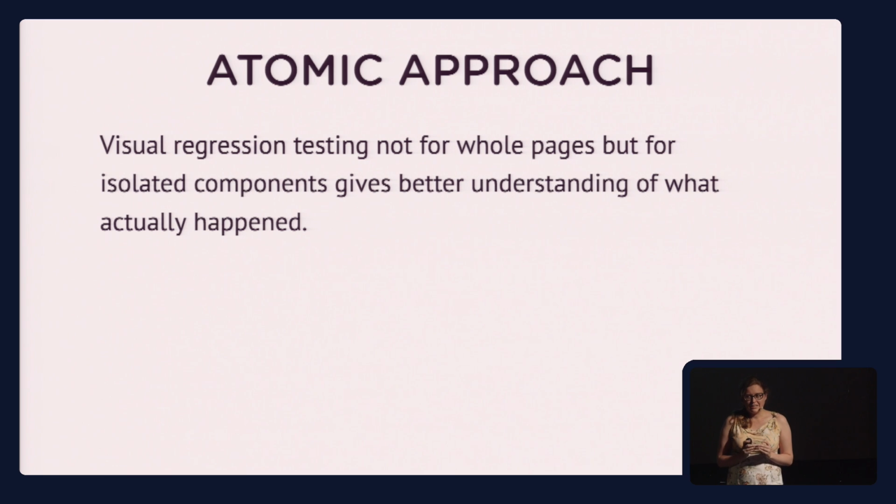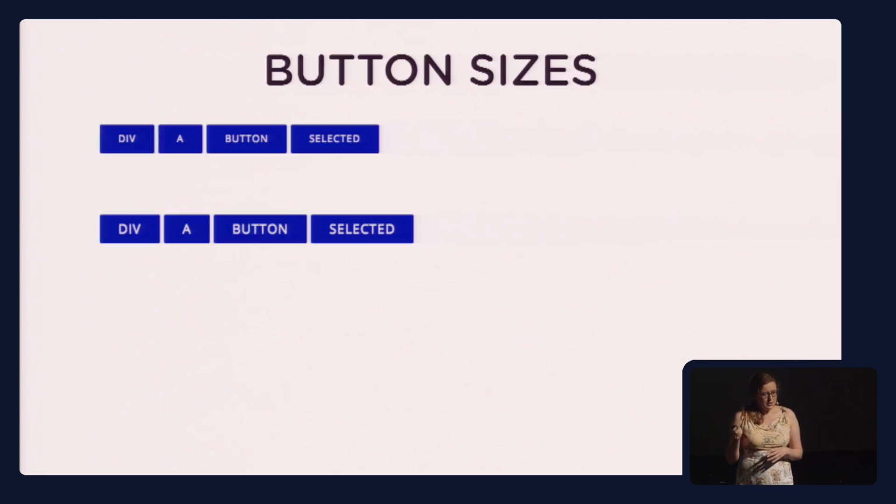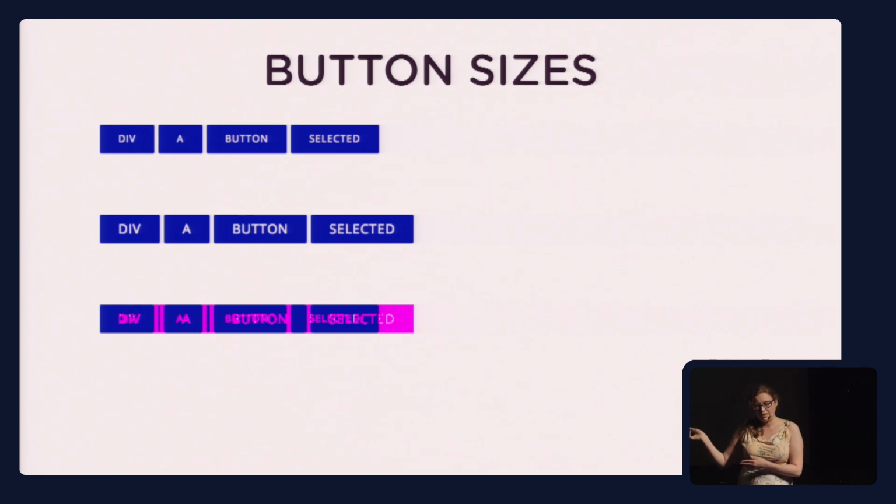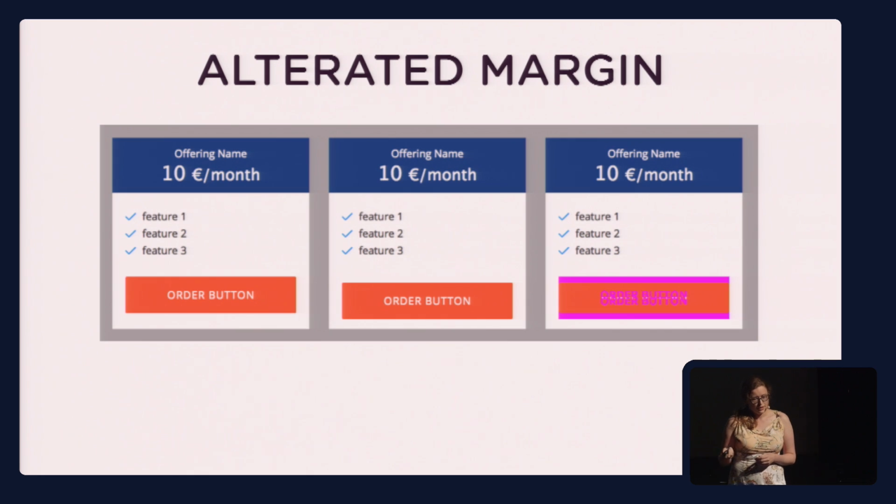But it works very well with the atomic approach. When you develop by components and test the single components rendered alone on the page, surprisingly. Let's see. For example, the button has changed its size, and we can immediately see it. Let's say we do not have access to these first two images, but we can see it in the visual regression testing.